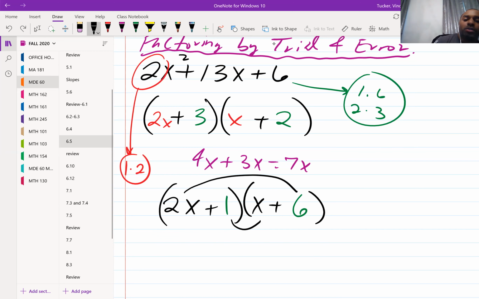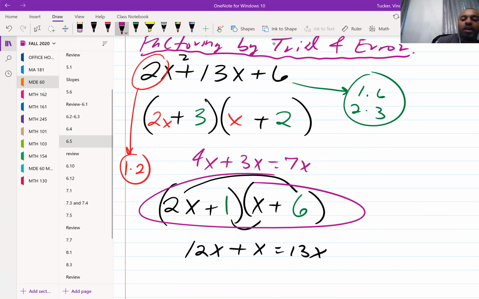Okay. So when you multiply this, 2 times 6 will give you that 12. 1 times x is 1x, and we get 13x, and that's what we needed. So this would be our answer. So that purple, that 4 plus 7, we don't need to really worry about that because that's just showing us that that's not equal. So that's not going to be part of our answer is basically what I'm saying.